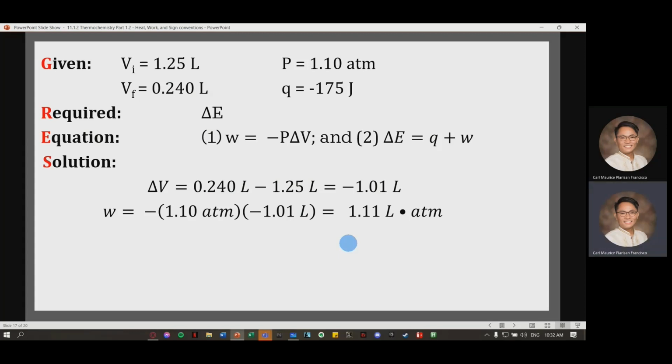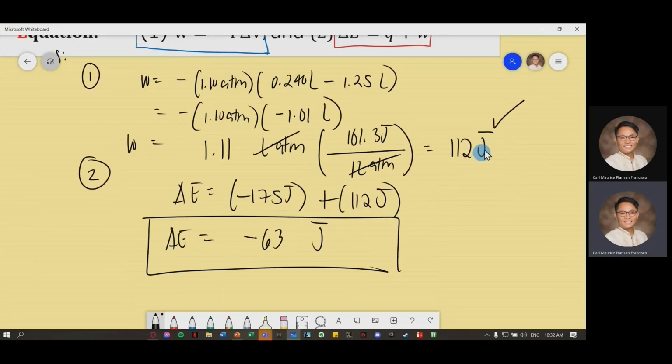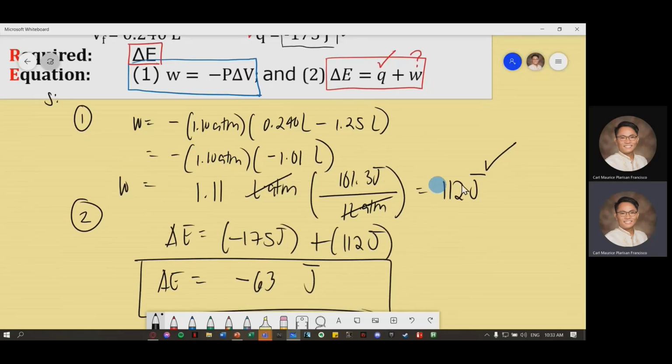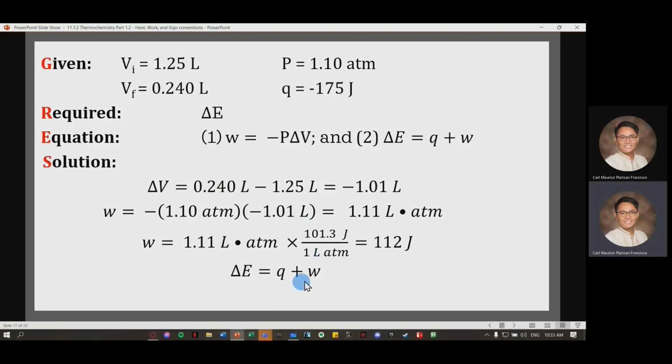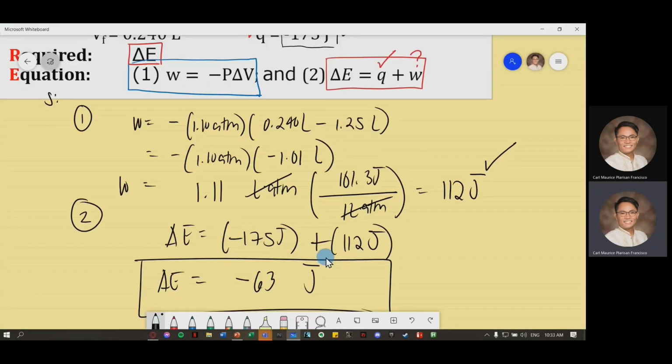Now, since liter atmosphere is not an appropriate unit for work, we need to convert it into unit joule by means of the conversion factor. We have 112. Tulad lang din po dito, 112 ang work. At tama, positive ang sign kasi compression ang sign convention for this particular unit. Then, we proceed now with Q plus W. We have negative 63 joules of internal energy. Okay, so same solution.